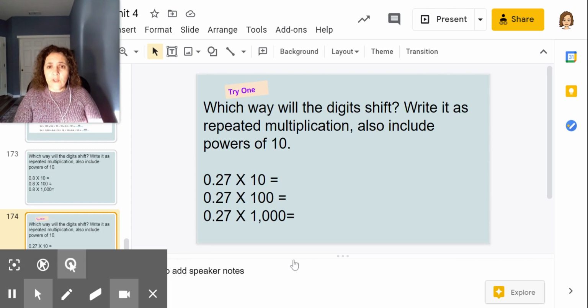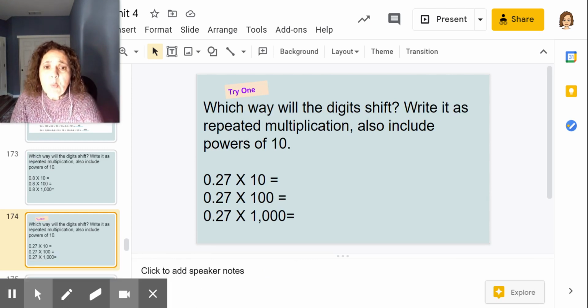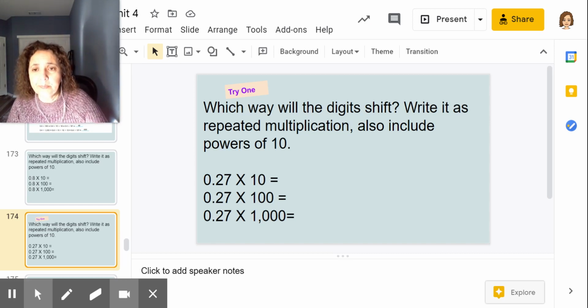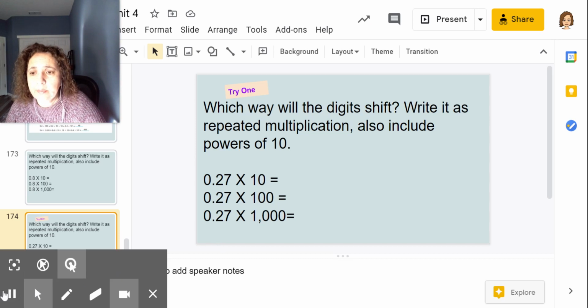Okay, try this one. Tell me which way the digits are going to shift. Write it as repeated multiplication like we did, and also include the powers of 10, just like we did in the last one. If you forgot, go back and rewind the tape and watch how I did it, and then try this one on your own, and then come back to me to see how you did.